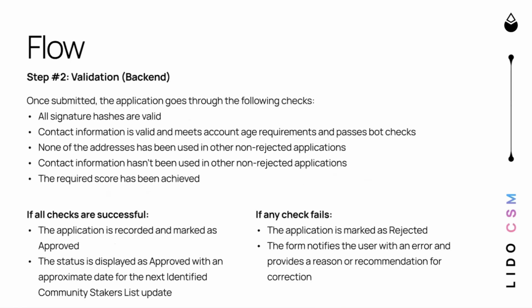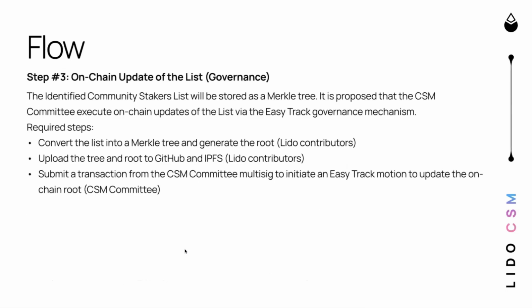After that, we have the validation step, where basically we check that all the data provided is valid, it has not been used in any previous application, and the required score has been achieved. And then, if everything is okay, the application is recorded and marked as approved, and the address provided as the main address in this application will be proposed for inclusion into the next identified community stakers list update, which is happening through the governance process. So basically, the update of the list will happen in waves.